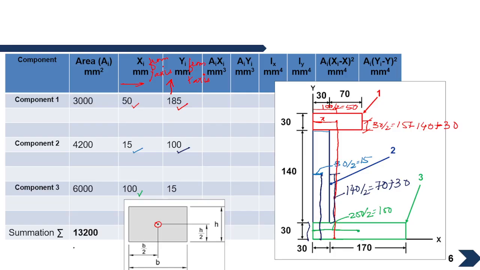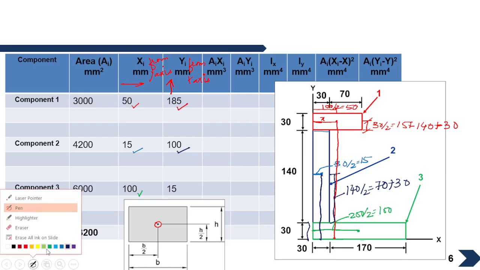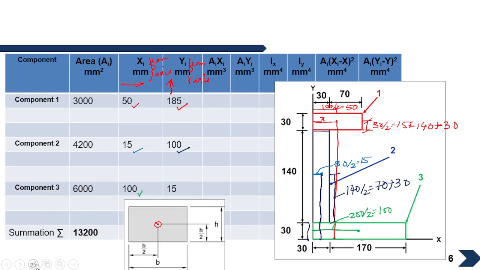Similarly, the last one is component 3. Again we know the centroid is here somewhere, at the center, and it should be measured vertically from the x-axis. This will be 30 by 2, which is nothing but 15. So we have got 15 over here. I hope you have understood this critical part of this sum, and understood how to apply the trick also. Let us move further.